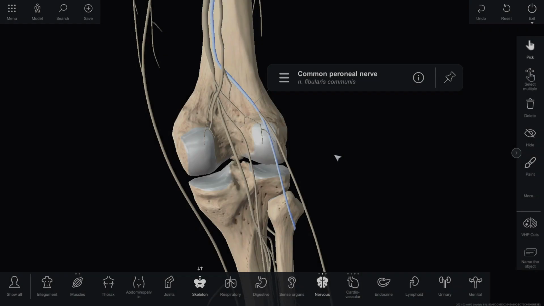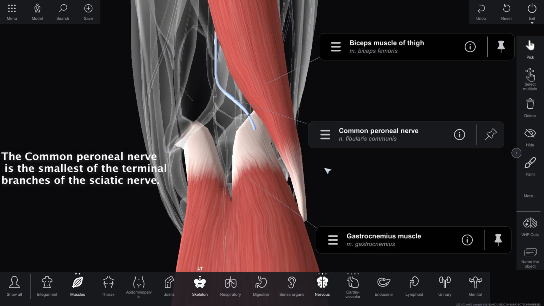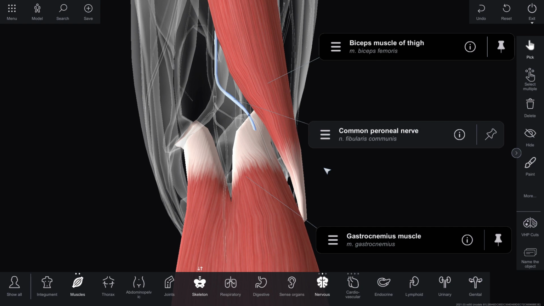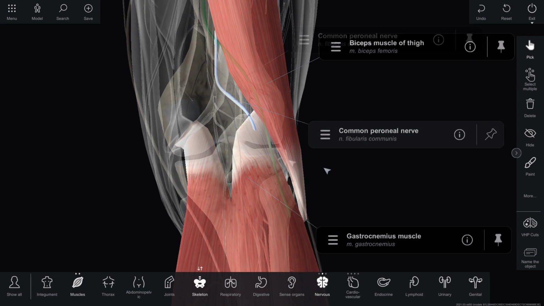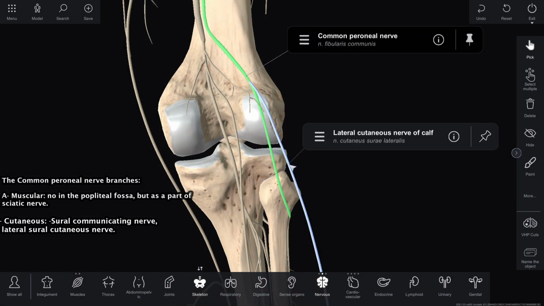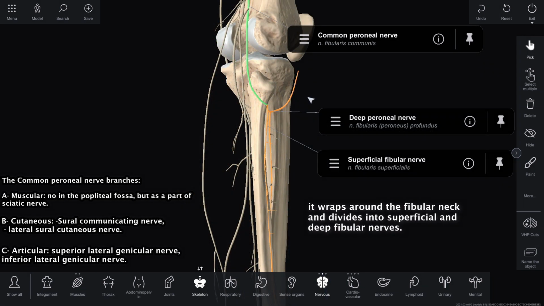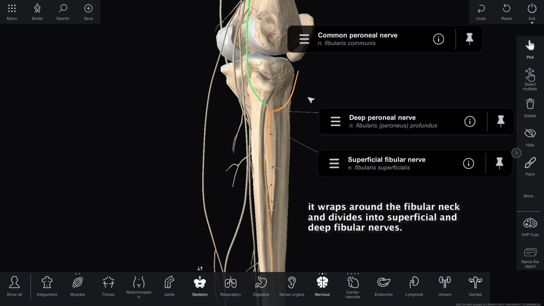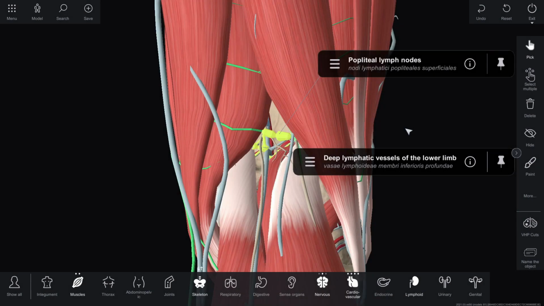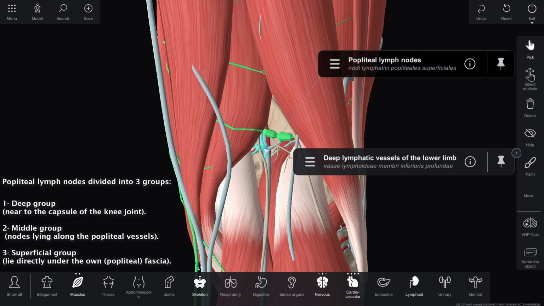The rest of the branches branch off outside the popliteal fossa. The common peroneal nerve arises from the sciatic nerve originating near the upper angle of the popliteal fossa. In the fossa, it's positioned medially to the tendon of biceps femoris muscle and laterally to the gastrocnemius muscle. The common peroneal nerve gives off branches, muscular, cutaneous, which is the lateral cutaneous nerve of the calf, and articular. Finally, this nerve divides into superficial and deep peroneal nerves. Lastly, we have the popliteal lymph nodes, divided into three groups: deep, medial, and superficial.